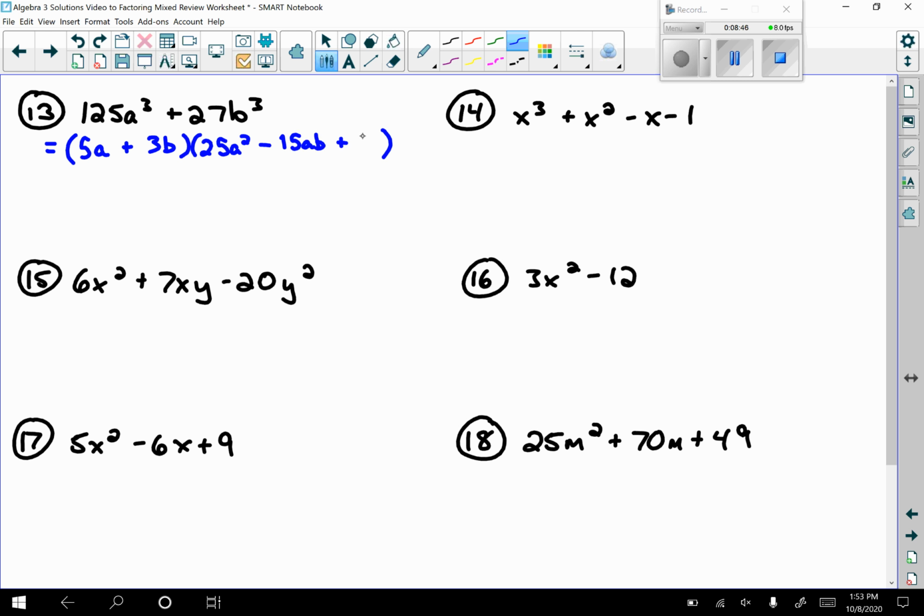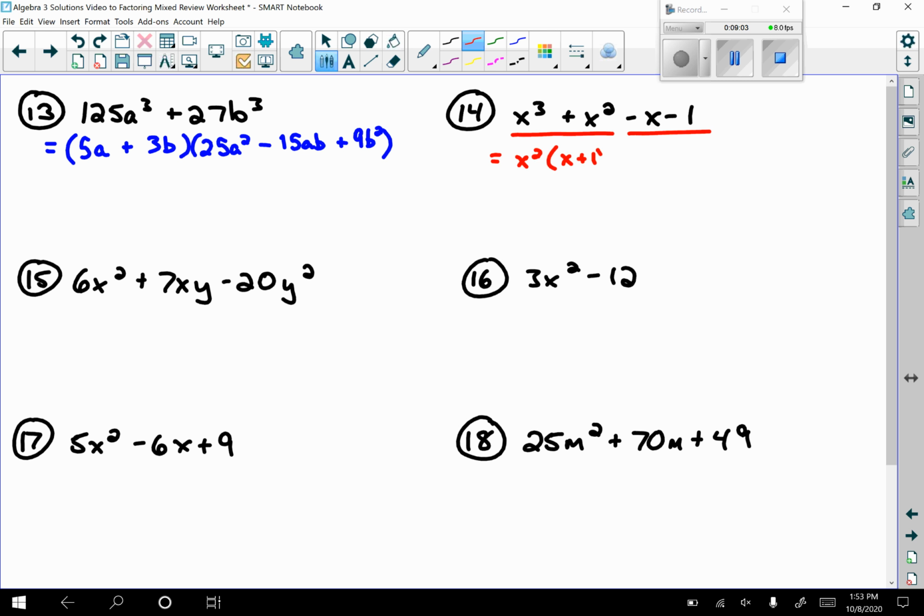What's going to go last is 3b times 3b, so a 9b squared. All right, now 14, this is another factor by grouping. Again, I'm just going to try to leave it in this form, not rearrange anything. What can I factor out of the first two? Would be an x squared. What's going to be left?